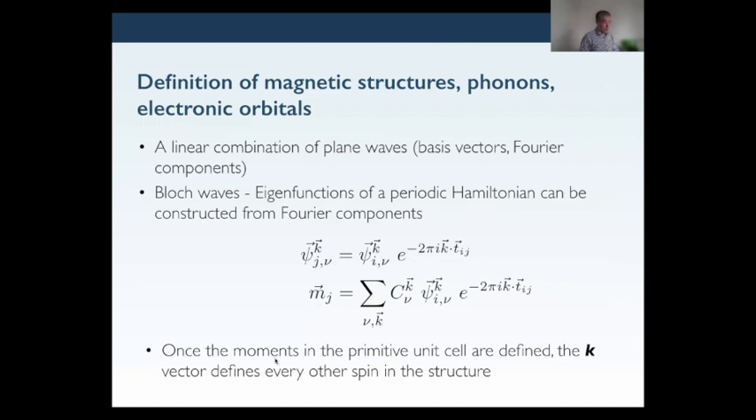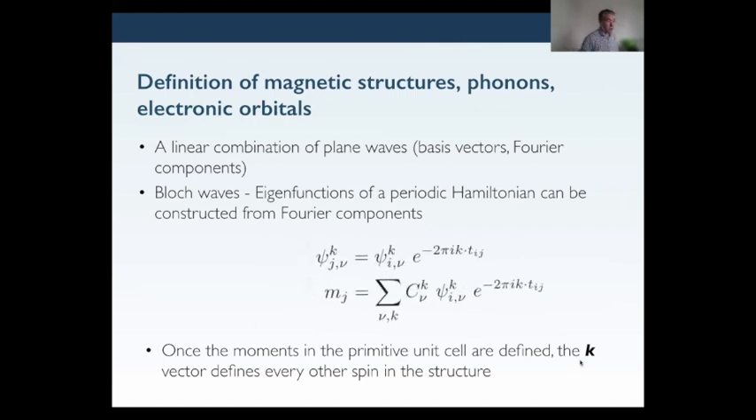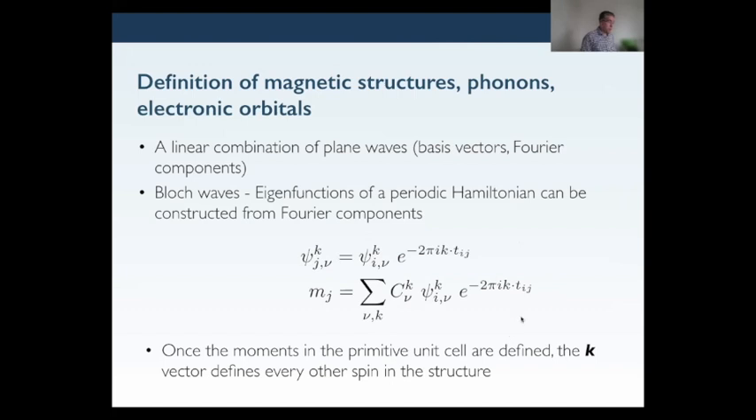We can start off by defining the moments in the primitive unit cell, and then the k vector will define all of the others in the spin structure. To keep the notation simple, I'm going to drop those arrows that are on top of the vectors to stop the equations being too crowded, but it should be remembered that they are there to be explicit in the vector notation.